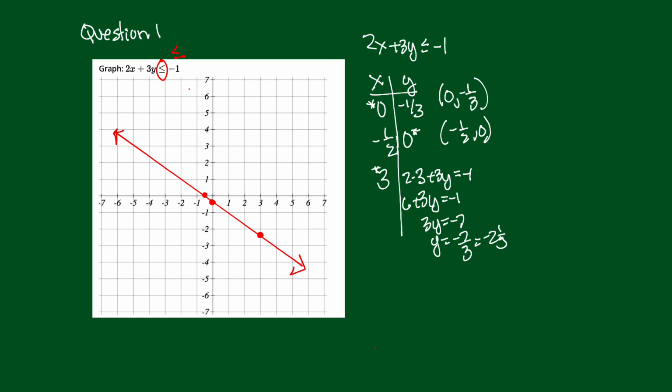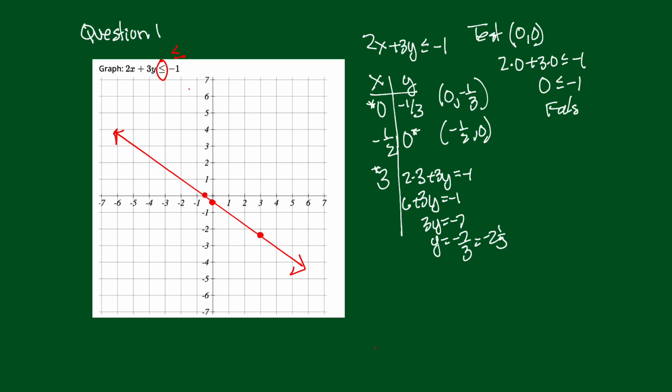So where are the solutions? Solutions are on one side or the other. Now I know they're on the line, but top or bottom. So just choose a test point. I can pick any point that is not on the line. So how about 0, 0? Because 0, 0, the origin, is not on the line. So just put 0 for x, 0 for y, and see if you get a true or false statement. So I'll get 2 times 0 plus 3 times 0 less than or equal to negative 1. Well, this is 0 less than or equal to negative 1.